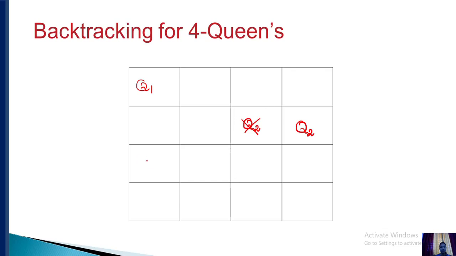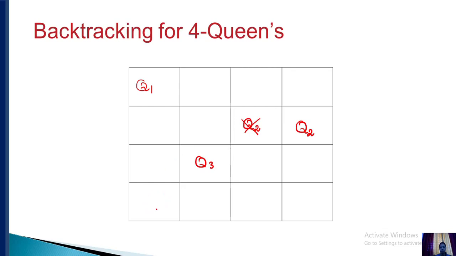If I place it here, it will vertically clash with the first one, and if I place it in this place, it will not clash with anyone. So I am going to place the third queen in this place, because it will not clash diagonally with anyone, and it is not clashing vertically with anyone. Okay, now let us go to the fourth queen and try to place it.